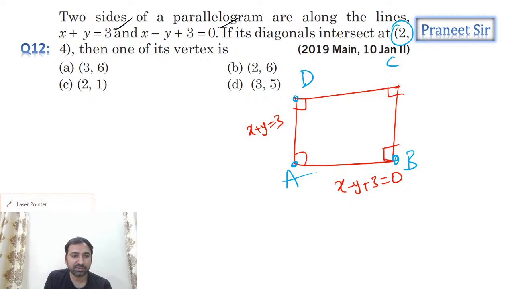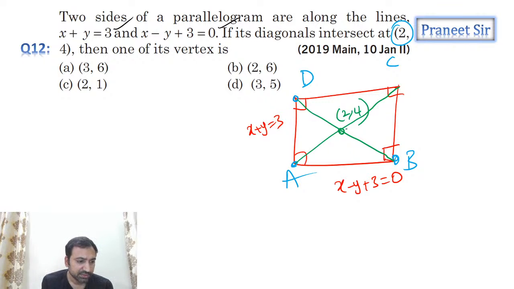Diagonals are intersecting at 2, 4. Let's take the diagonals. These are the diagonals, guys. This is 2, 4. Right. Okay, right. So now tell me, guys, how can we calculate the another vertex?